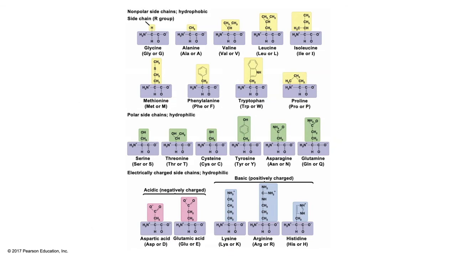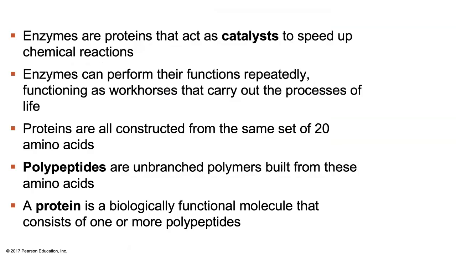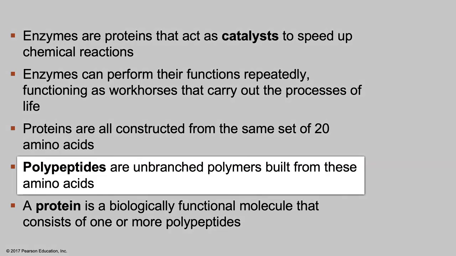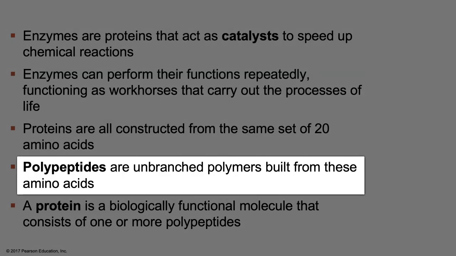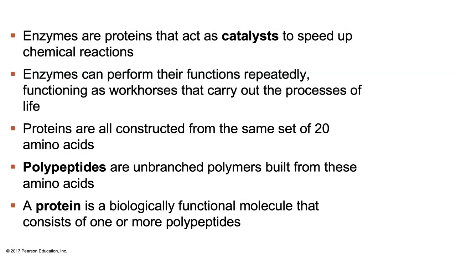All proteins are made from this set of 20 amino acids. So amino acids are the monomers of proteins. When we make a protein polymer, it has a special name, which we call a polypeptide. Polypeptides are unbranched polymers built from amino acids. The term protein specifically means a biologically functional molecule that consists of one or more polypeptides.